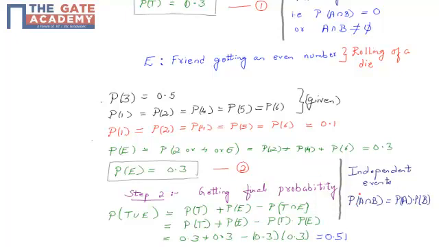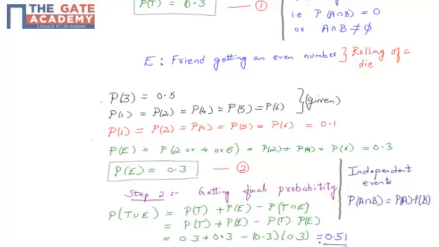Thus, for independent events A and B, we have probability of A intersection B is equal to probability of A into probability of B. Thus, we can say that my probability of T union E is equal to probability of T plus probability of E minus probability of T into probability of E. Now, if you substitute the values in this equation from equation 1 over here and equation 2, we would get our final answer as 0.51.